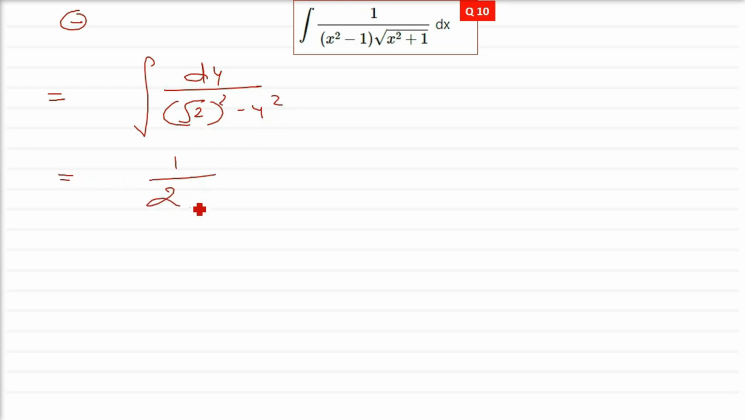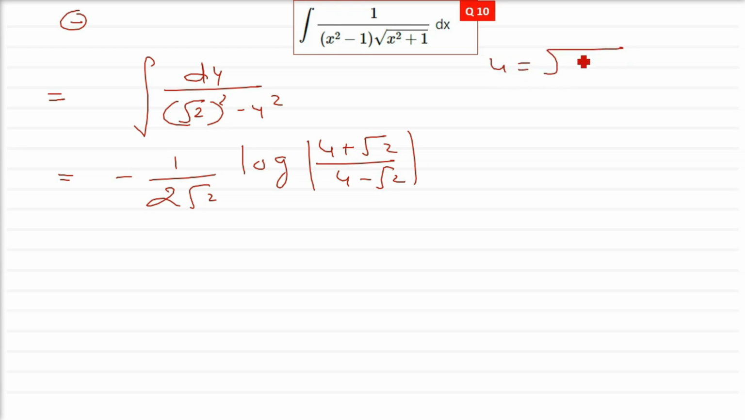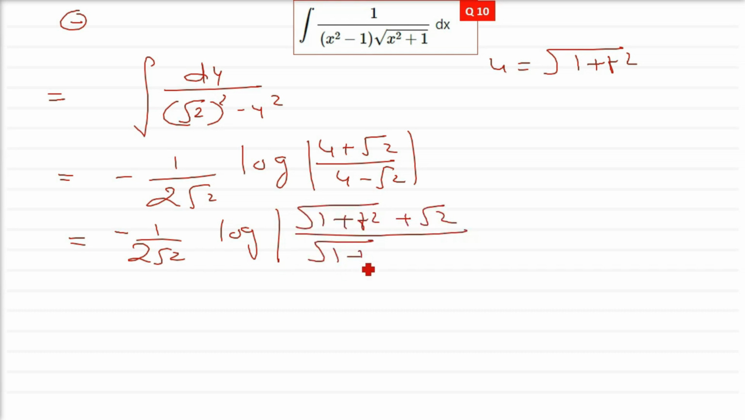So it will be 1 by 2a. A is root 2 here. Log, and when you have a square minus x square, a plus x will come in the numerator, a minus x will come in the denominator. A is root 2 here, and x is u here. But u was taken as under root 1 plus t square, if you remember. This is negative 1 by 2 root 2 log modulus of under root 1 plus t square plus root 2 divided by under root 1 plus t square minus root 2 with a modulus sign plus a constant of integration.